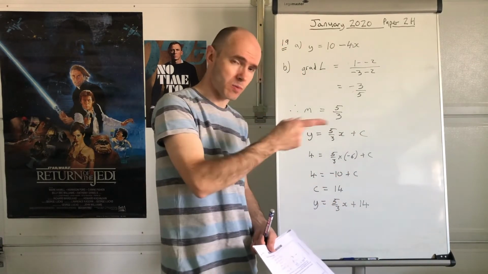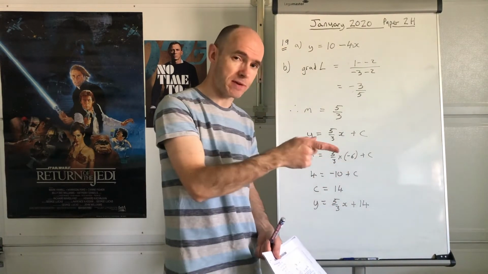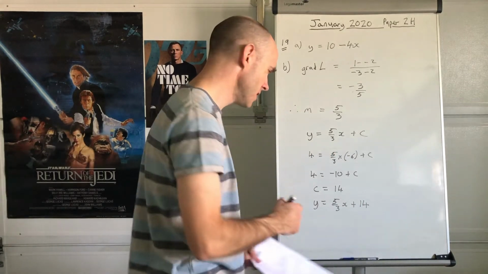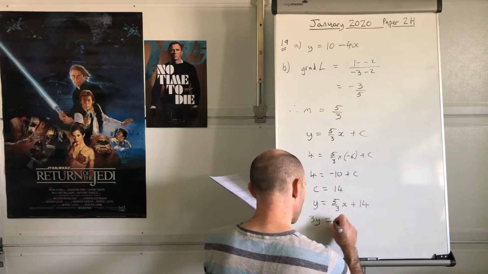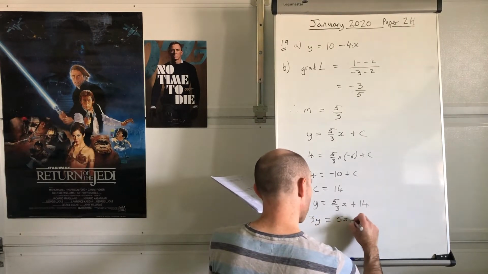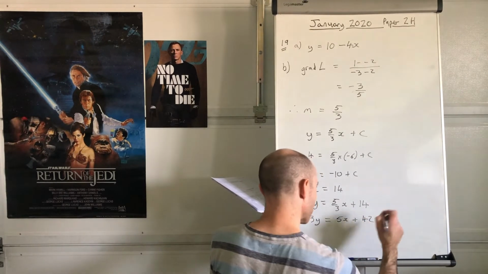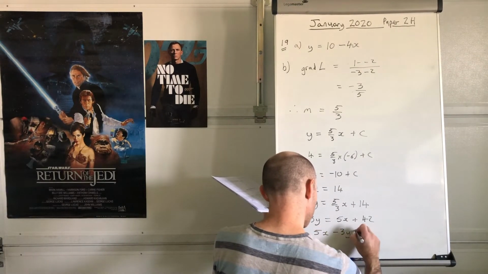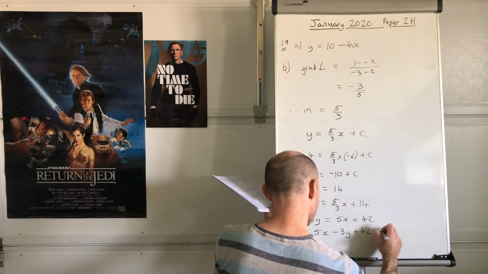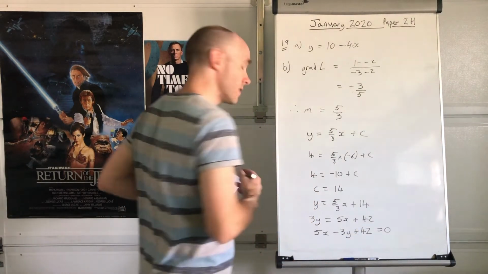Okay, so what I suggest you do is you multiply that by 3 first of all to get them all integers. So times by 3, you're going to get 3y equals 5x plus 42. And then to put everything onto one side, you'll have 5x minus 3y plus 42 equals 0. Okay, and then that's it.